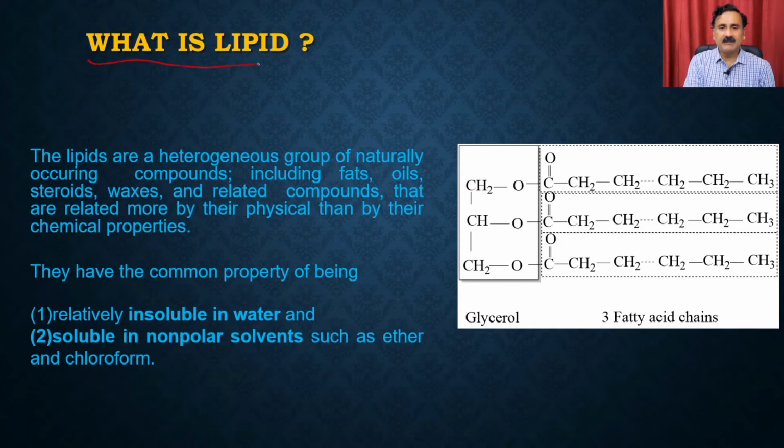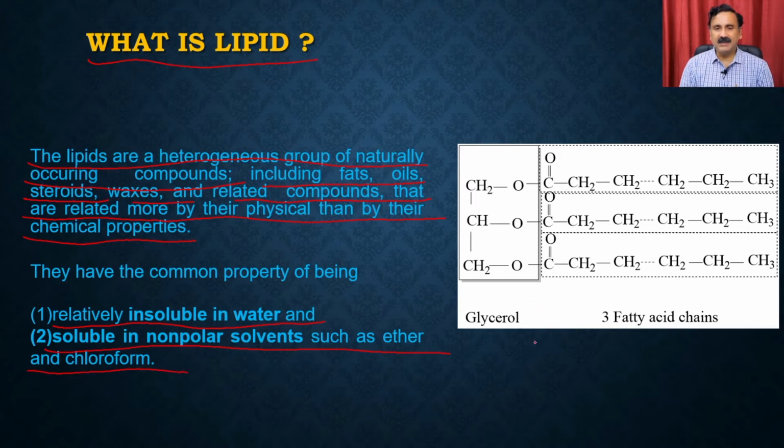So the first question is, what is a lipid and what is the structure of a typical lipid? Lipids are a heterogeneous group of naturally occurring compounds including fats, oils, steroids, waxes and related compounds that are related more by their physical than by their chemical properties. They have two common properties. Lipids are relatively insoluble in water and they are soluble in non-polar solvents such as ether and chloroform.